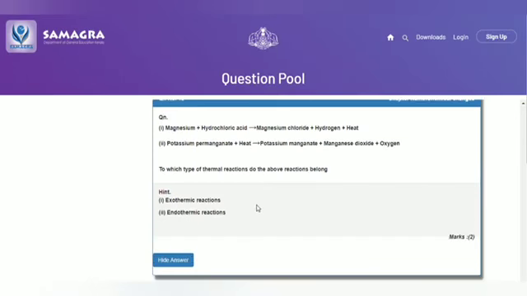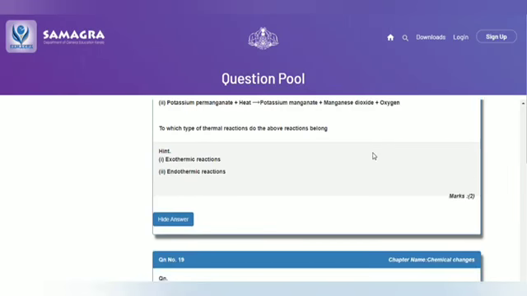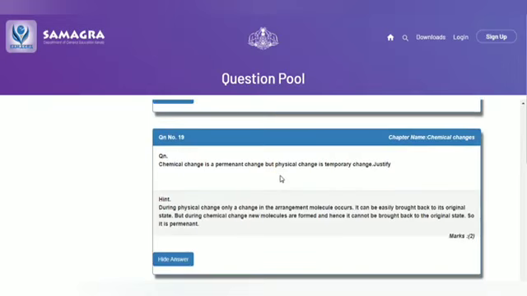Magnesium plus hydrochloric acid gives magnesium chloride plus hydrogen plus heat. Potassium permanganate plus heat gives potassium manganate plus manganese dioxide plus oxygen. To which type do the above reactions belong? The first one is the exothermic reaction and the second one is the endothermic reaction. Potassium permanganate plus heat gives potassium manganate plus manganese dioxide plus oxygen. It is the endothermic reaction.